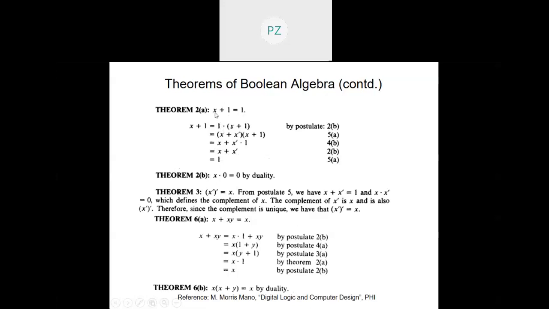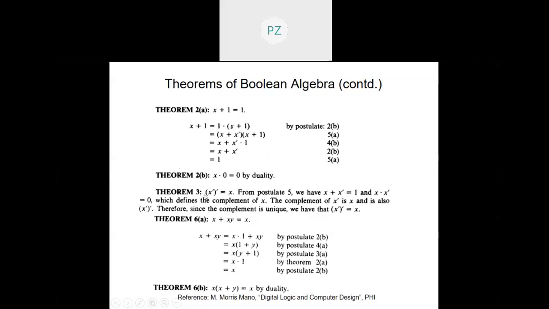This is again a departure from the ordinary algebra. We have to remember this. In ordinary algebra, x plus 1 remains x plus 1. But over here, anything ORed with 1 is 1. That is what it means. Because we remember from the truth table of the OR operation that whenever a 1 exists, regardless of whether x is 0 or 1, the output remains 1. Similarly, theorem 2b, x dot 0 is equal to 0, that comes by duality. Or you can also prove it by having similar steps with the dual postulates.